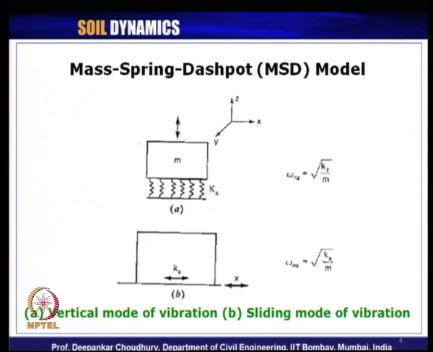In that case, we have discussed the expressions to compute the natural frequency of the machine plus foundation system for each individual mode of vibration, that is for vertical mode of vibration. The expression we got is omega n z equals root over k z by m, where k z is the vertical spring constant. And for sliding mode of vibration, omega n x equals root over k x by m, where k x is the horizontal spring constant.